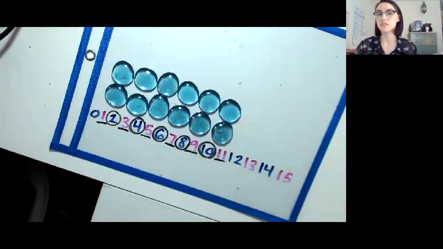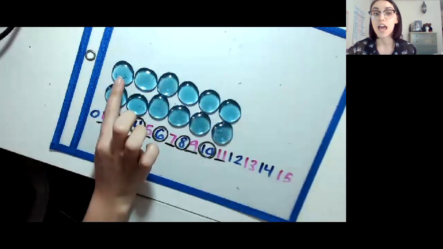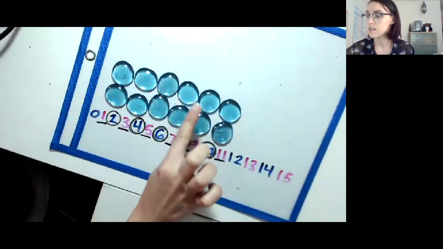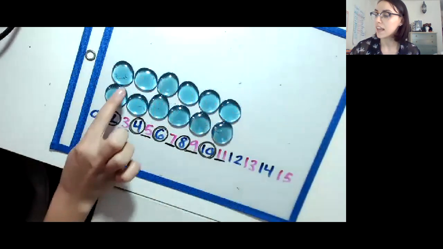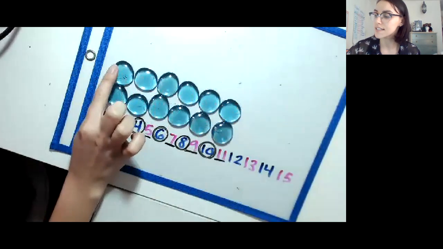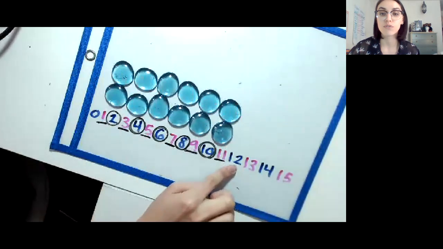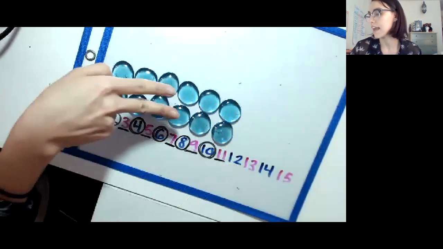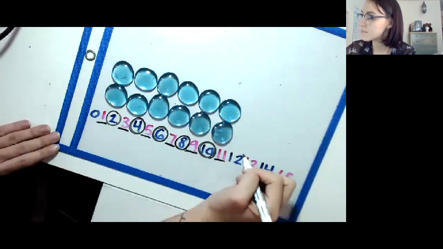All right, moving on to number 12. We have 12 counters here now. Again, we have everyone with a partner or a pair. There's no counter left out by itself. And we have a doubles fact. 6 plus 6 is 12. We also could count by twos. 2, 4, 6, 8, 10, 12. So 12 must be an even number. Let's circle it.